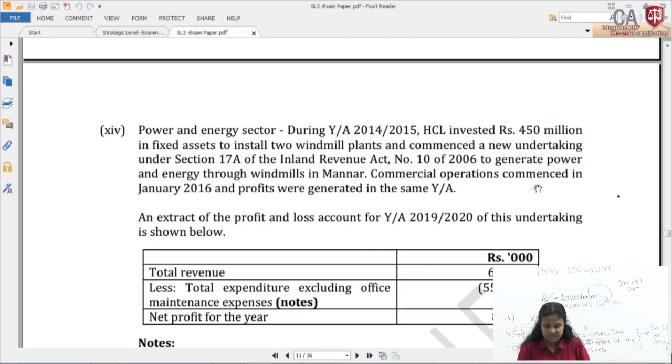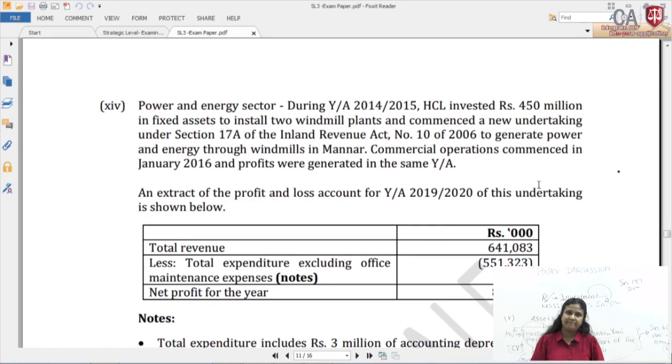Commercial operations commenced in January 2016 and profit was generated in the same year of assessment. Under the earlier Act, under the transitional provision, under section 17A, this company has obtained the exemption. From the question itself, this information has been very clearly given, and when students go for the examination, they knew that this kind of adjustment is there. Even last time this was tested.